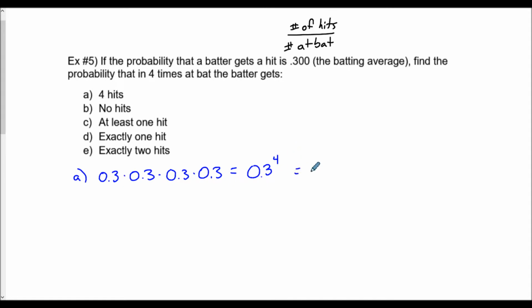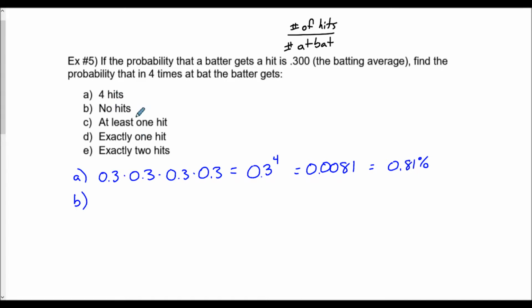And if you type that into your calculator, you get 0.0081 or 0.81%. So it's not even a 1% chance that someone who has a batting average of 0.3 gets a hit 4 times in a row. Especially if you're playing baseball in a competitive nature, of course it's going to be very difficult. At the same time, someone who has a batting average of 300 is considered to be very good.